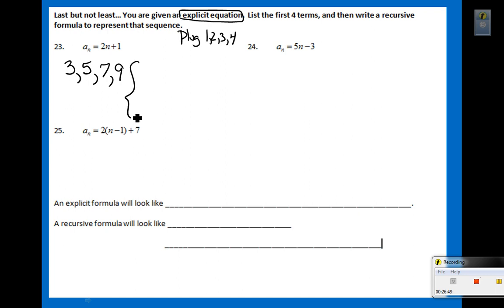Now let's list it as a recursive formula. So there's my cool parenthesis. I'm going to say a sub 1 is 3. And notice I'm going up by 2 every time. Notice the slope was 2. So my next term is my previous term plus 2. And I need that notation for n greater than or equal to 2.